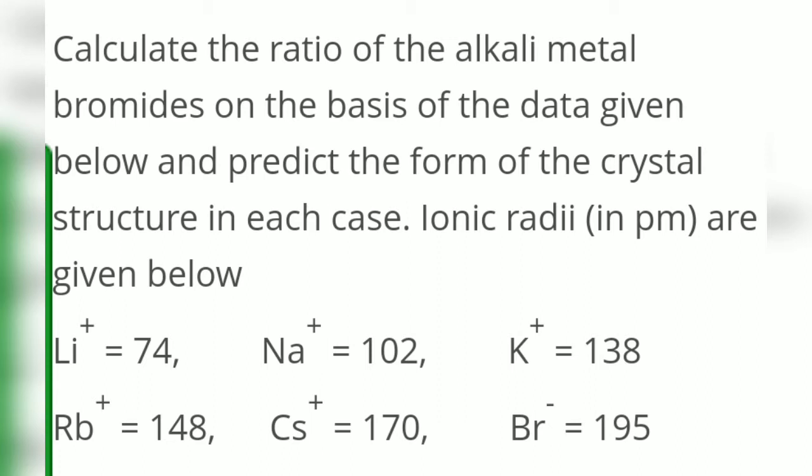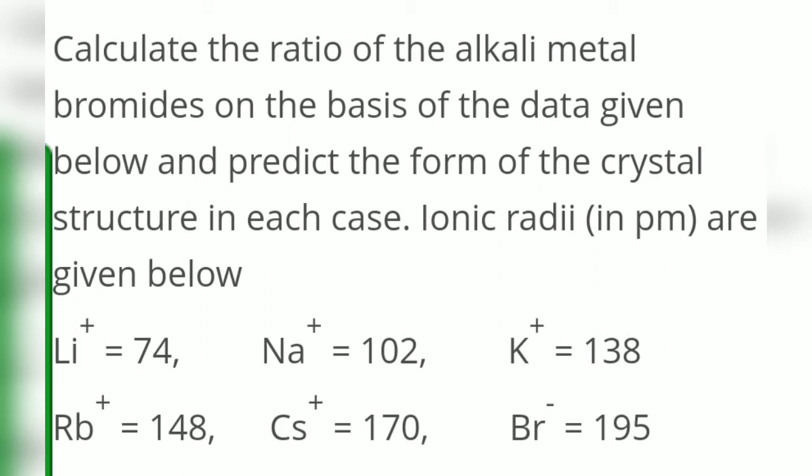First one: calculate the ratio of the alkali metal bromides on the basis of the given data below and predict the form of the crystal structure in each case. Ionic radii in picometers are given below. Dear students, I have given you in the notes, when I was talking about the video, the radius ratio. I have discussed the radius ratio with you. Using that particular formula, you have to solve this.